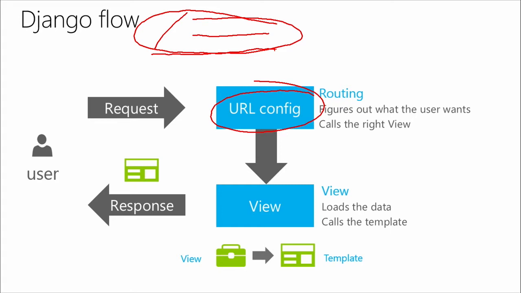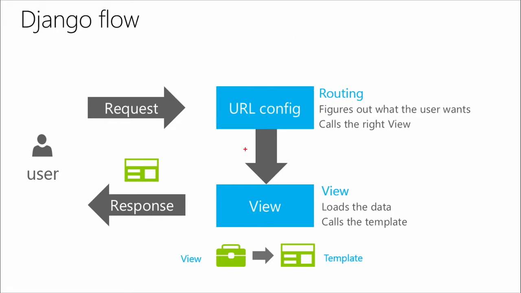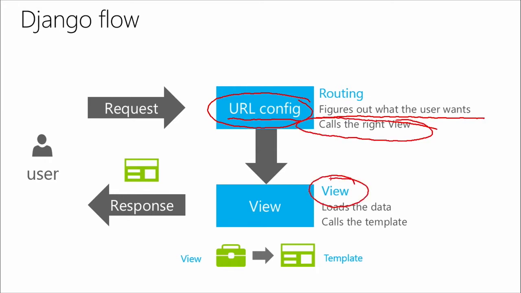So our routing is going to figure out what the user wants. That's the goal of routing, and that's going to be our URL config. Again, we're going to see this in a couple of minutes. I know I'm kind of touching on it. Trust us, we're going to dig deeper as we go along. I've seen the slides. We will cover this. But in any event, our URL config is going to figure out what it is that the user wants, and then it's going to call the right view.